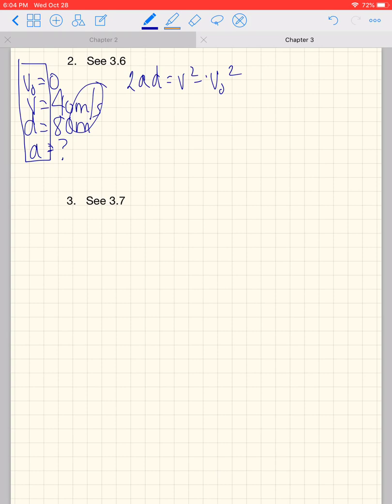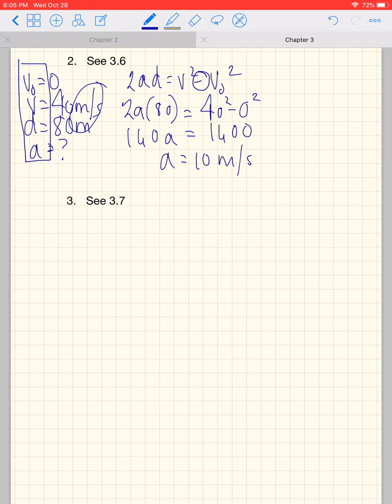One thing I want to say up front with this is a subtraction sign. Leave that there. Don't square a negative out of it. Leave it as subtraction. That's going to become important. So I have 2a, and I don't know what that is, times d, which is 80, is equal to 40 squared minus 0 squared. I end up with 160a is equal to 1600. a then is equal to 10 meters per second squared.